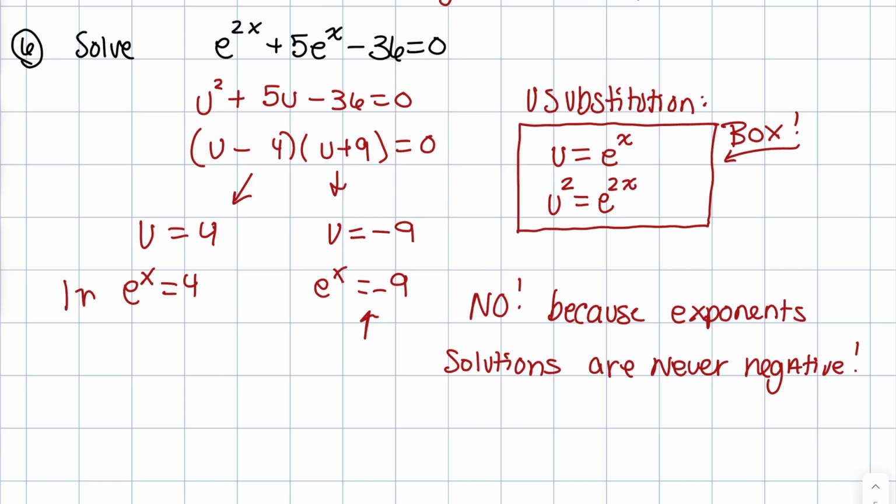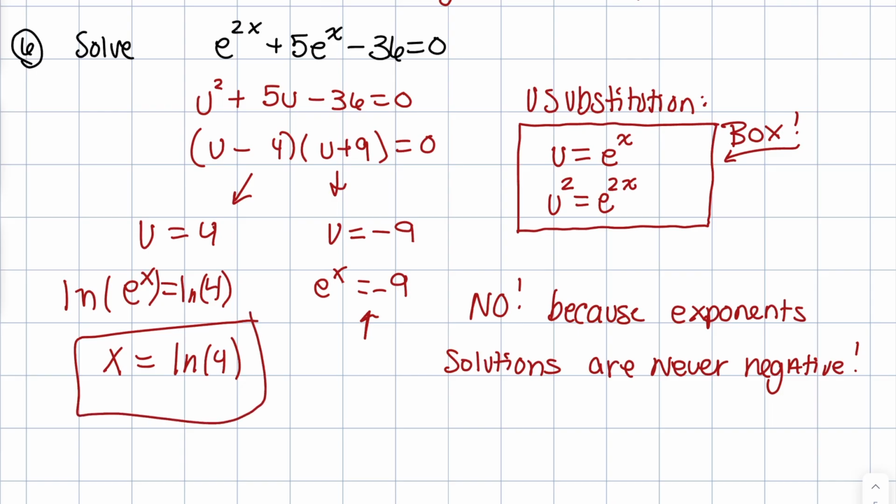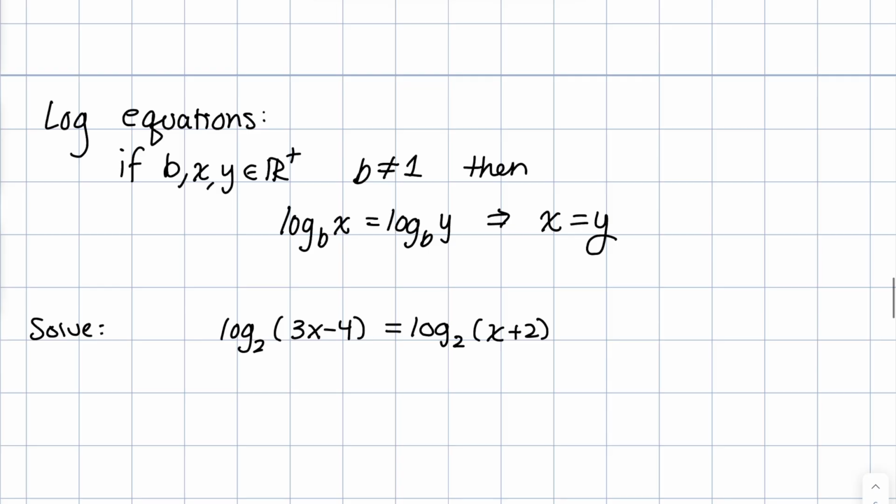Let's take the natural log of both sides. So we get x equals ln of 4. That's going to be my solution, which is approximately 1.3864363.